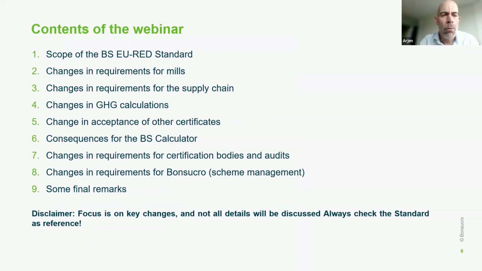So in the webinar, I will go through this long list of items, many of which relate to changes in the actual Bonsucro EU-RED standard. I'll talk a bit about the scope of the standard, then about changes in the requirements for mills and the supply chain, respectively, greenhouse gas calculations, then a change in relation to the acceptance of other certificates by Bonsucro, and consequences of all these changes for the Bonsucro calculator. I will briefly touch upon that today, since we have specific webinars this week for certification bodies. Also, I will touch relatively briefly on changes in requirements for certification bodies, then a bit on changes in requirements for Bonsucro, and some final remarks.